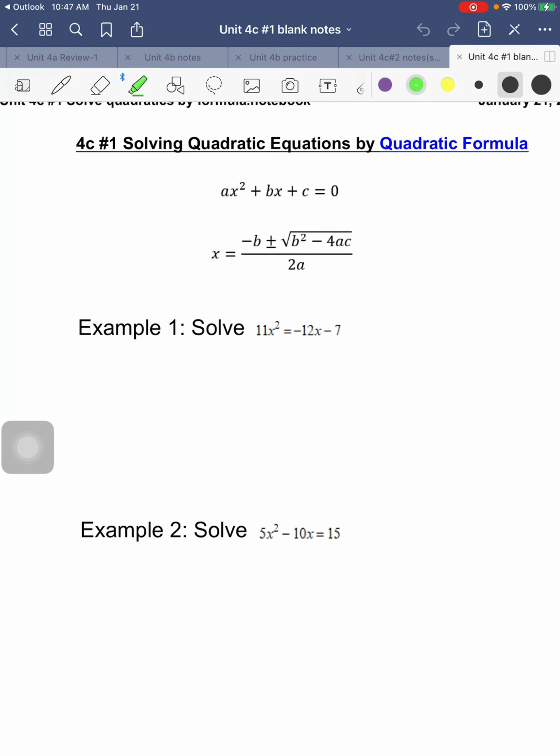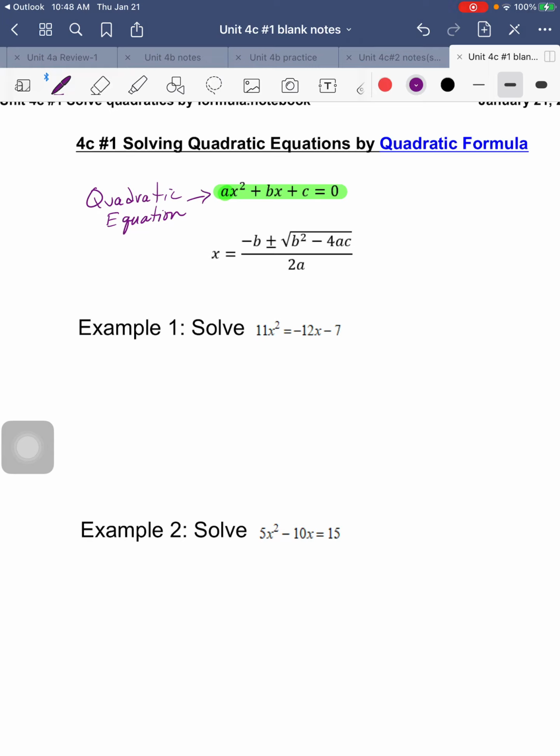All right, so this is Unit 4C. There's multiple parts to it, but 4C is all about solving quadratics, and we're going to solve in different ways. So the first way is by the quadratic formula. The first thing you see here is called the quadratic equation, which we've studied, different characteristics of a quadratic equation throughout the year.